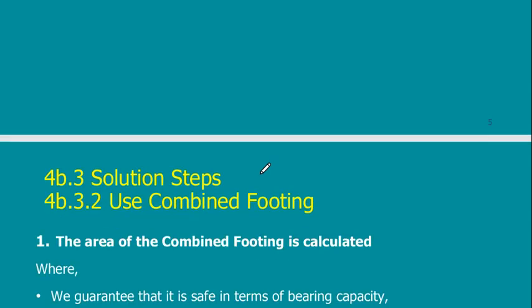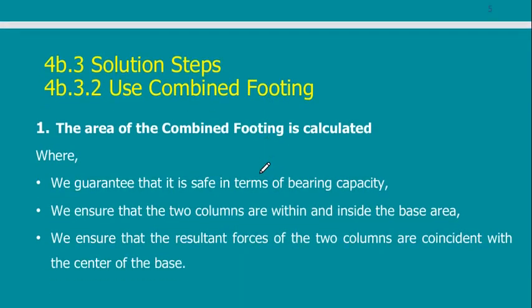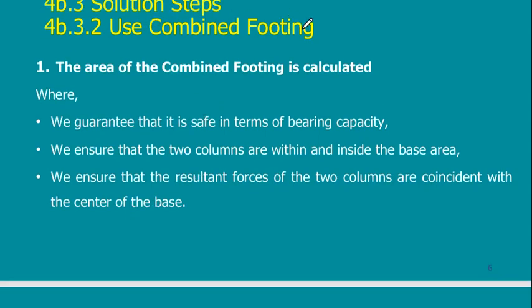If they are not adequate and they overlap, then I'm going to use a combined footing. The area of the combined footing is calculated to guarantee what? First, it should guarantee that it is safe in terms of bearing capacity, similar to any footing, but based on the load of both columns. So I will take the load of both columns, get a new area that would guarantee a safe bearing capacity on soil. We ensure that the two columns are inside the base area.